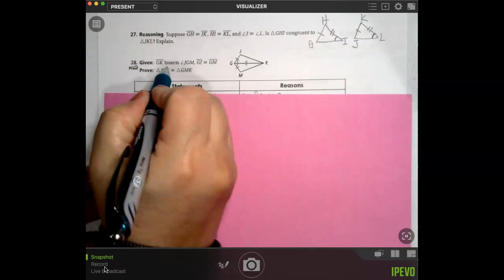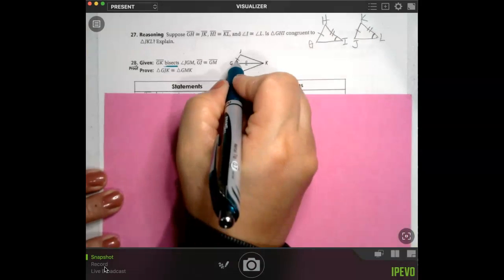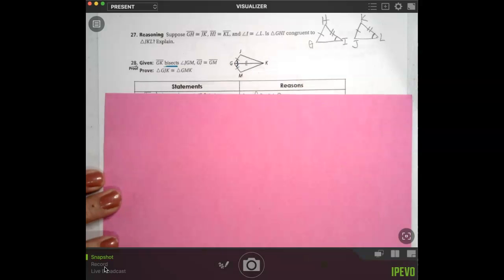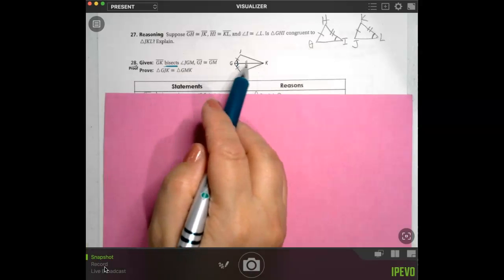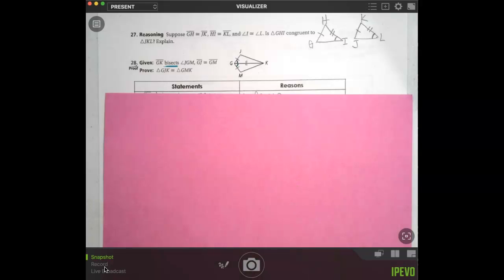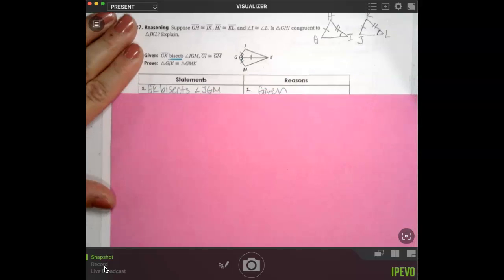All right, bisects split into 2 equal parts. That's why we marked this angle at G, because angle JGM was bisected. GJ and GM were given, and then we have our shared side at GK. And hopefully you're at the point, vertical angles, shared side, we can mark those and use those in our proof.